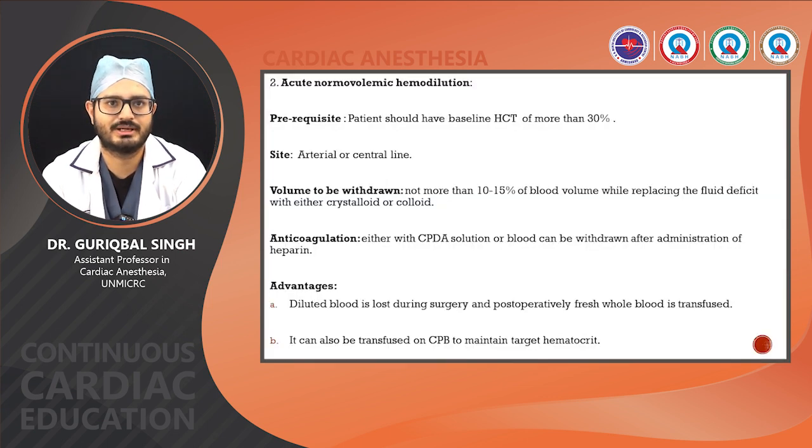Now the second strategy is acute normovolemic hemodilution. The patient should have a baseline hematocrit of more than 30%, that is a prerequisite. We can do it through an arterial or central line, and the volume to be drawn should not be more than 10 to 15% of the blood volume while replacing the fluid deficit with either crystalloid or colloid. Anticoagulation should be done either with CPDA or the blood can be withdrawn after administration of heparin. Advantages are that diluted blood is lost during surgery and post-operatively fresh whole blood is transfused. It can also be transfused on CPB to maintain target hematocrit.